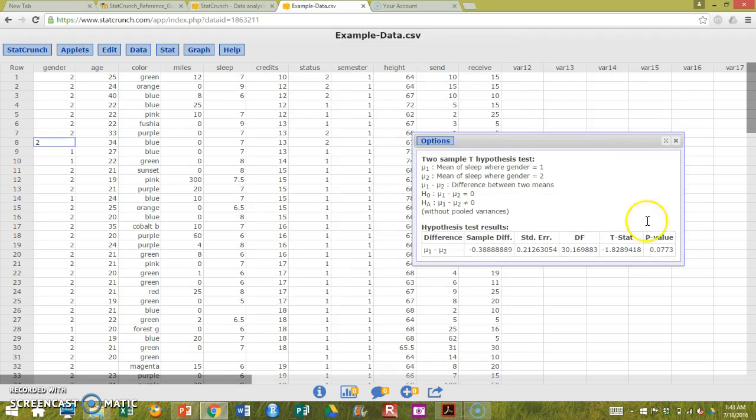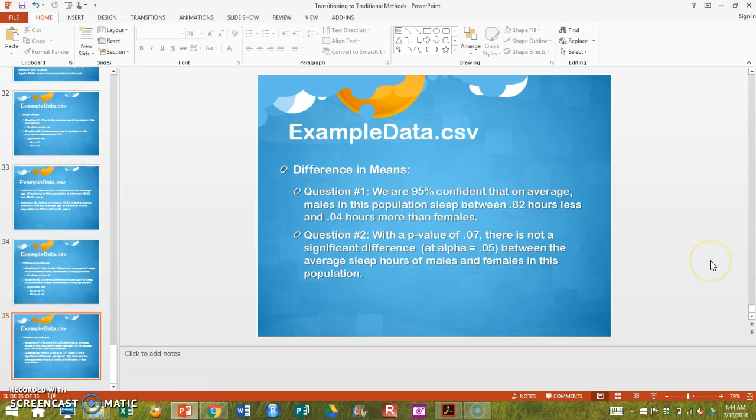I hit compute. I get a p-value of 0.07. That's above 0.05, which you should have guessed because it's inside the interval. And I conclude that on average, we do not have evidence that there's a difference in sleep hours between these populations. And that is it.